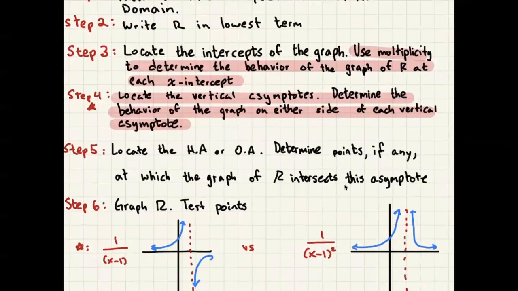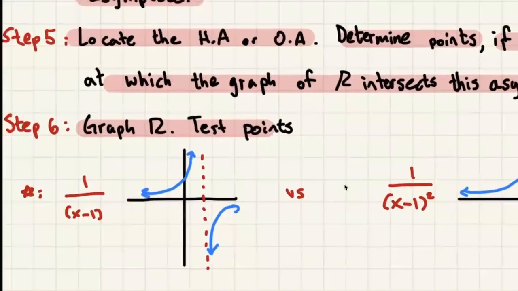Step 5 says locate the horizontal or oblique asymptotes. Determine points, if any, at which the graph of R intersects this asymptote. And then graph R. We're going to test some points, but you're going to see we're going to be doing some nice sketches.